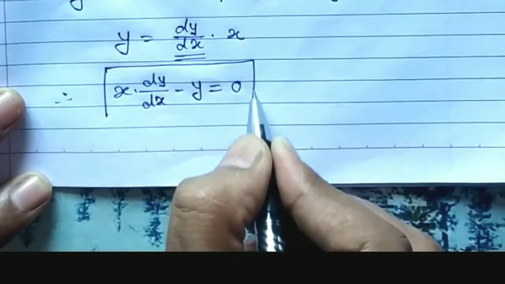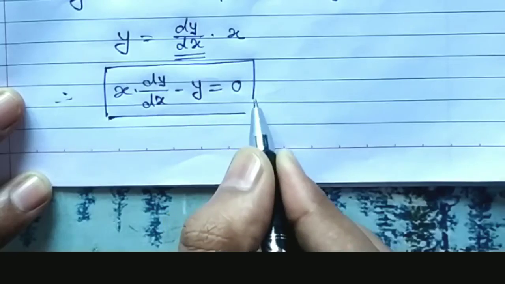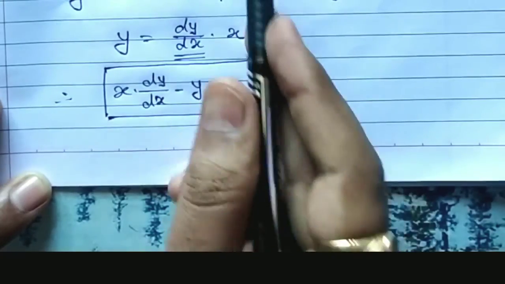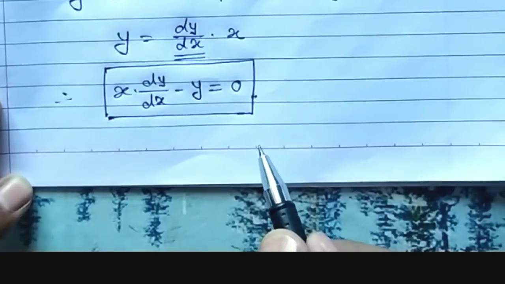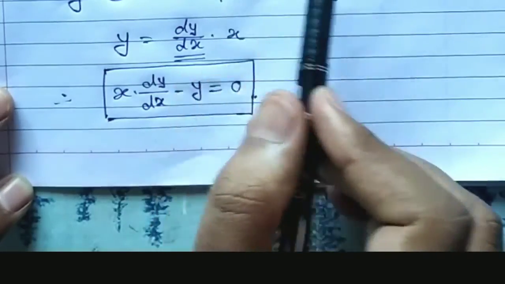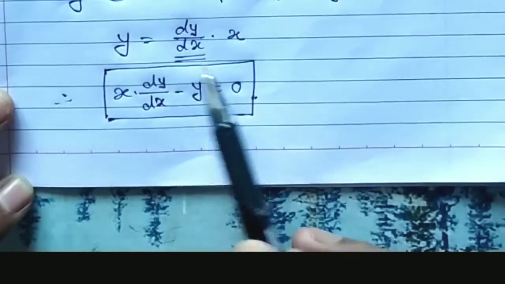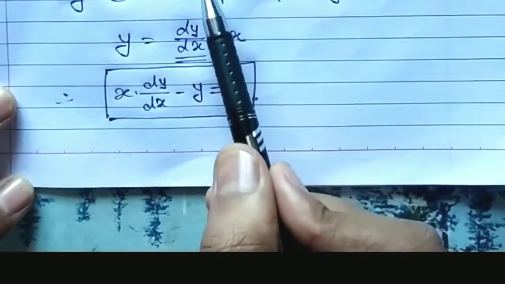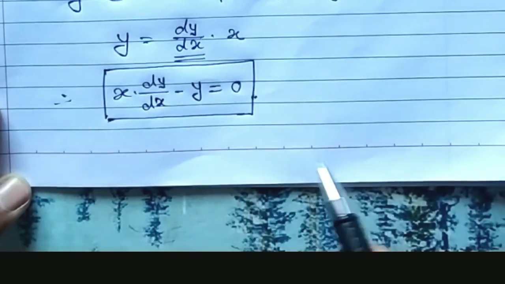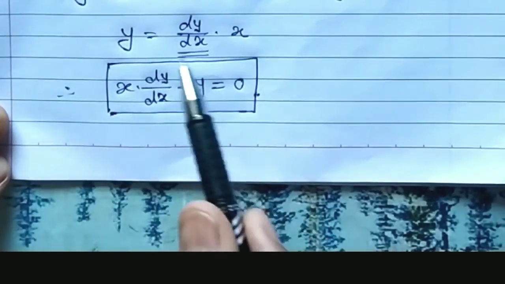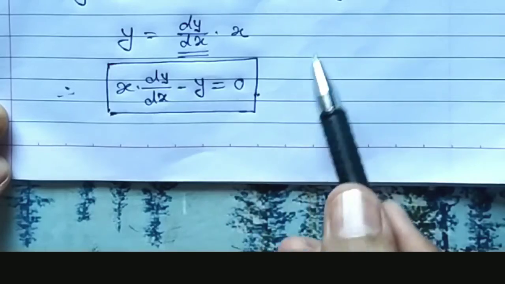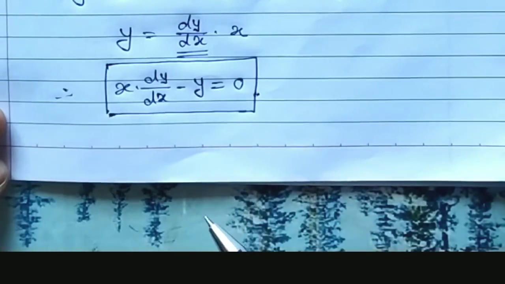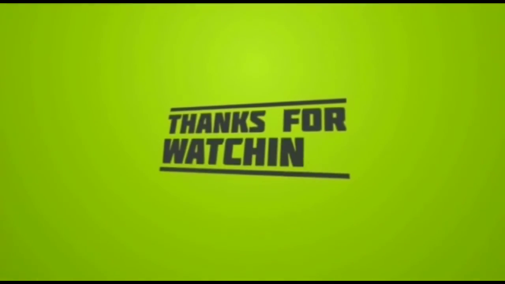This is the required differential equation we obtain from the given relation. This is nothing but the concept of converting a given relation into a differential equation by using derivatives, which is called formation of a differential equation. You can practice many more questions from your reference or textbook. Thank you.